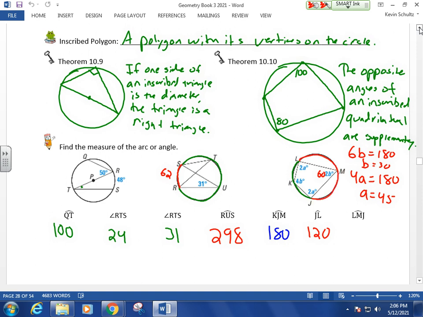Okay? And the last one is LMJ, which is the long way around the circle from L to J. If we already know that arc JL is 120, what does that leave for LMJ? 360 minus 120, 240. Right? Which, if we know that b is 30, and we multiply 4 times b, 4 times 30, that's 120. We double that to get the arc measure that this inscribed angle creates, and we get 240 that way as well. So no matter how we slice it, 240 is the arc measure. Questions on this objective?